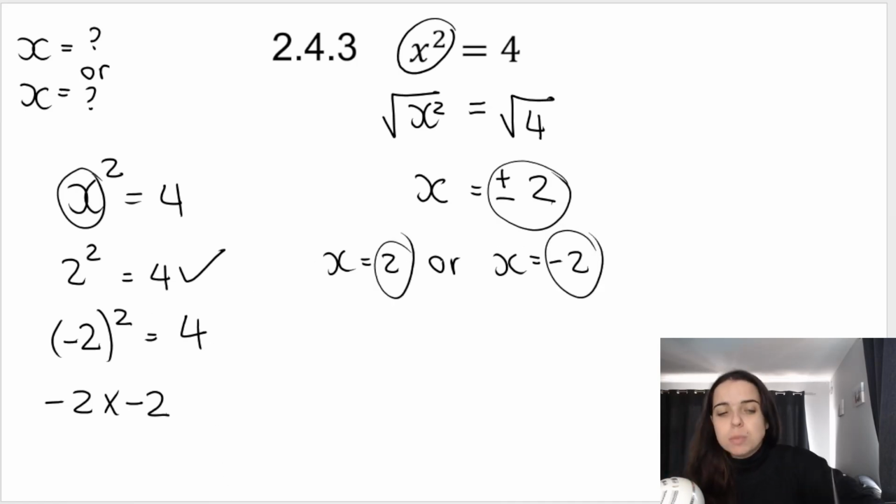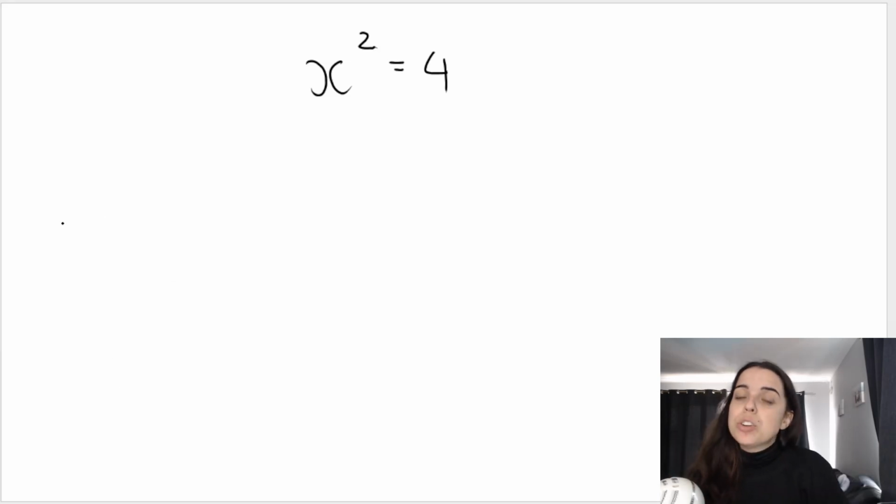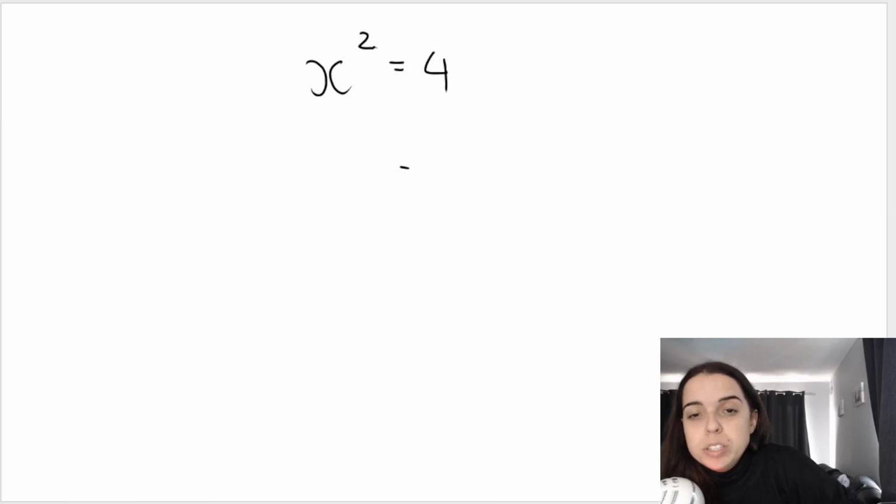There's another way to do this. And this is a good way. You need to know this in grade 9 when doing quadratic equations. So if you see x squared, your steps can be: make the equation equal to 0.